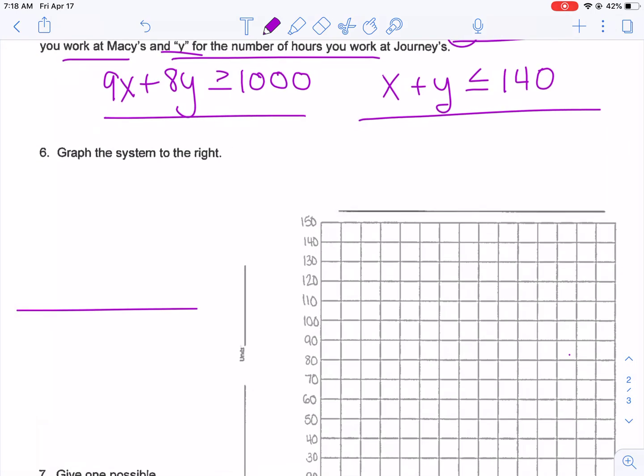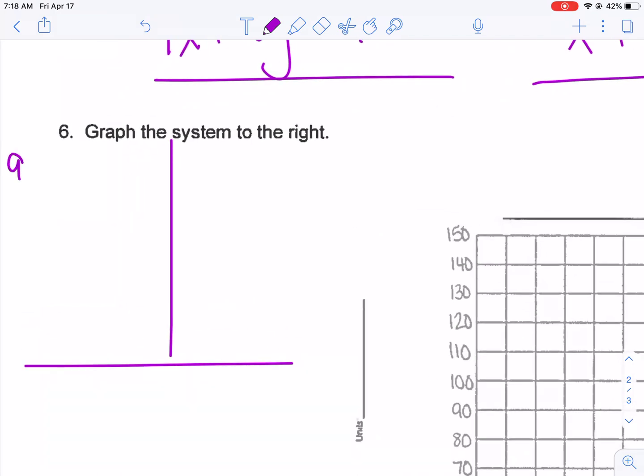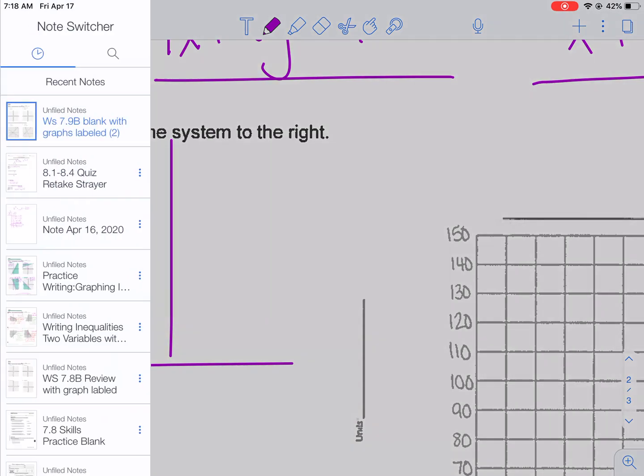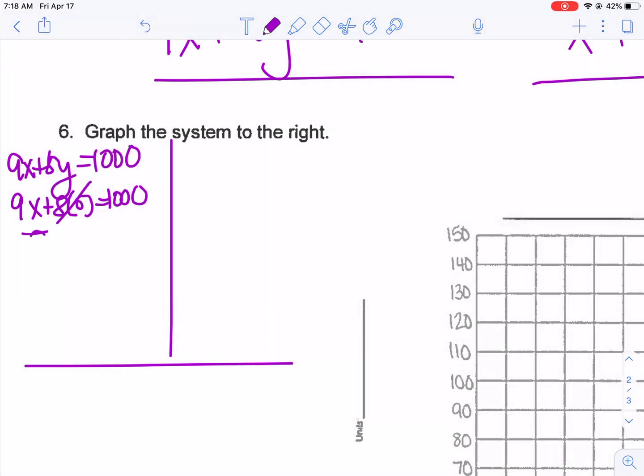I'm going to split this in half. I have 9x plus 8y equals 1,000. Remember, I can change it to an equals because I'm actually finding that value. If we find the x-intercept, we plug 0 in for y. So 9x plus 8 times 0 equals 1,000. That goes away. Divide by 9, divide by 9. X equals, and it will be a decimal, and that's okay.